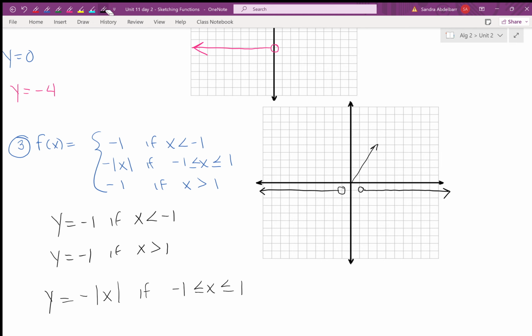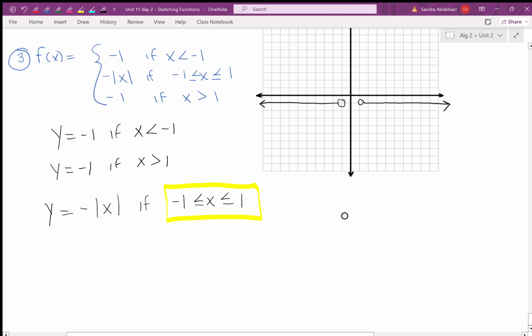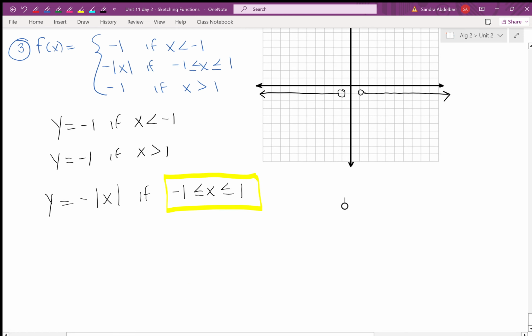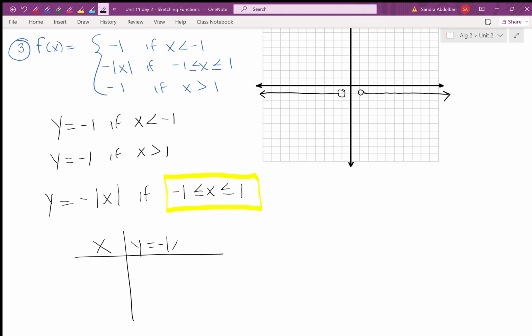So what I need to do is they're giving us a restriction on our domain. They're saying we're just between -1 and +1. Since my domain starts at -1 and ends at +1, I need to see my endpoints of this absolute value graph. So how am I going to do this? I'm going to plug into the chart. I have my x value, I have y equals the negation of the absolute value of x, and then I will have my xy coordinate.